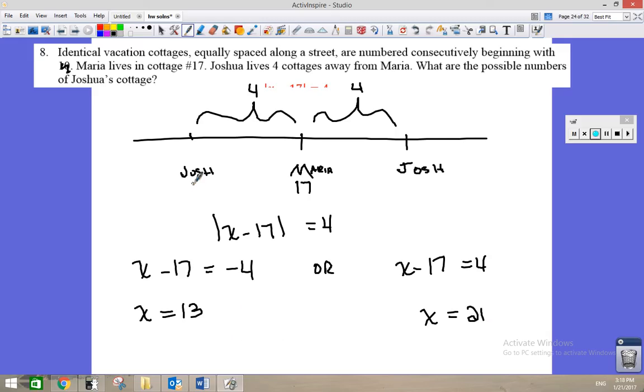So either Josh lives at cottage number 13, which is 4 units to the left on the street, or maybe north or south, if this is south and this is north. South of Maria, 4 cottages is where Josh lives at cottage number 13, and north over here at cottage number 21, 4 cottages past Maria's, is where Josh lives. So it's either one of those 2. So those are our 2 answers. Let's do the next one real quick as well.